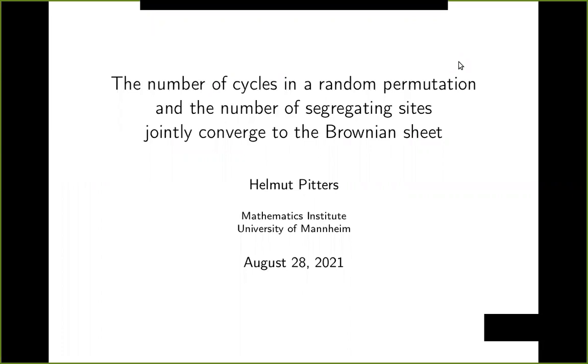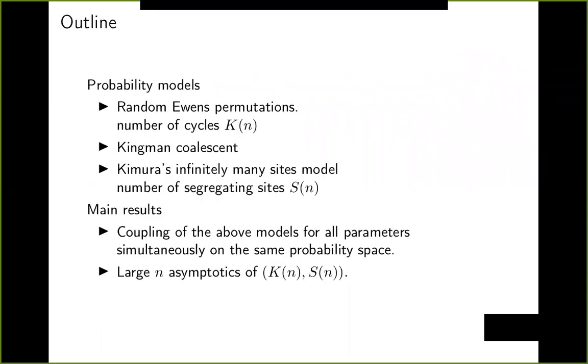Welcome everyone, this is Helmut Pitters, and we are going to talk about the number of cycles in a random permutation and about the number of segregating sites and how these two quantities jointly converge to the Brownian sheet. So we're looking at random Kingman's permutations, and the number of cycles of such a permutation we denote by Kn. We're going to look at Kingman's Coalescent with mutations, and the number of segregating sites we're going to denote by Sn. Our main results will be a coupling of all of these models for all parameters, and we are going to look at the large n asymptotics of the joint distribution of Kn and Sn.